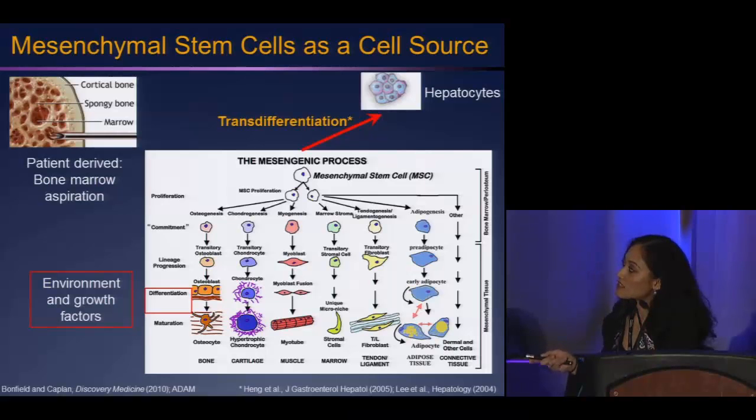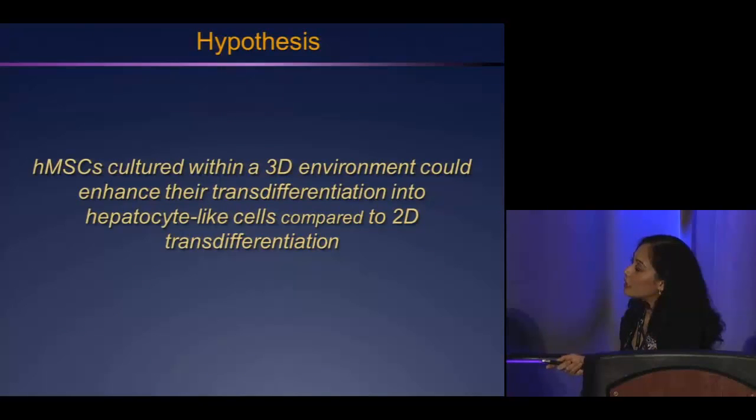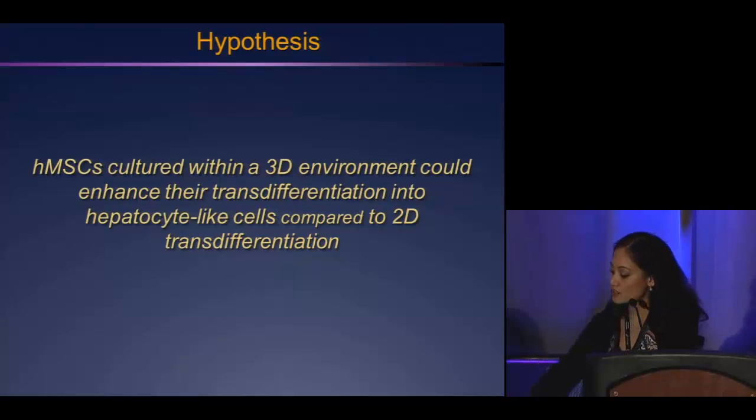However, most of the studies, actually all the studies, are in differentiating them in 2D cultures. So the effect of a 3D environment is still yet to be done, and this is what we've come to accomplish with this study. So one of the hypotheses in the study is to see what effects a 3D environment has as far as the ability to control hMSC transdifferentiation to hepatocyte-like cells, and how they compare to this 2D transdifferentiation.